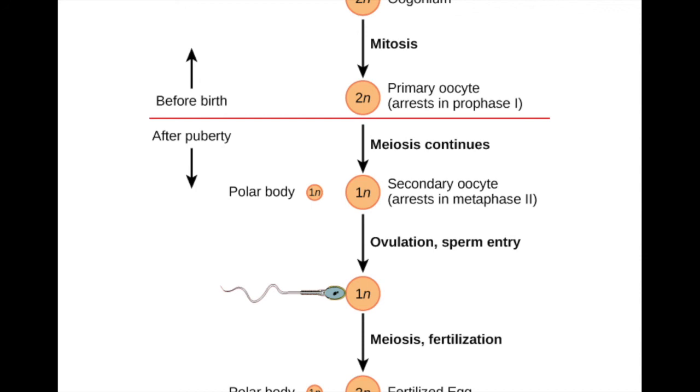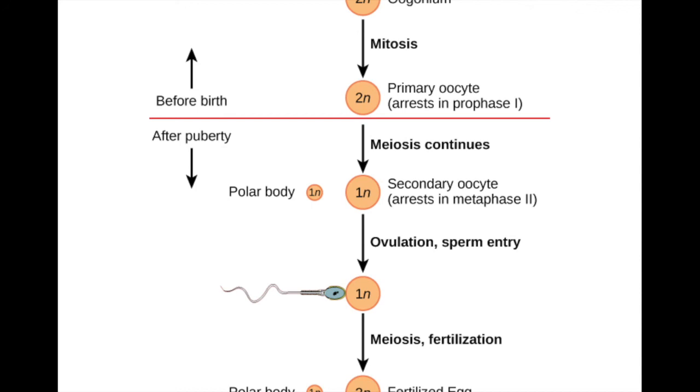some of the primary oocytes get a little further, with their division by meiosis. These proceed from prophase 1 to the end of the first meiotic division, forming two haploid cells. However, the division is uneven. One cell gets more of the cytoplasm and becomes a secondary oocyte, while the other is little more than a nucleus and is called a polar body.